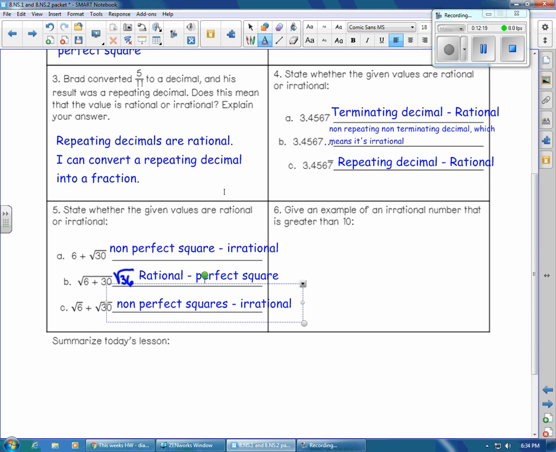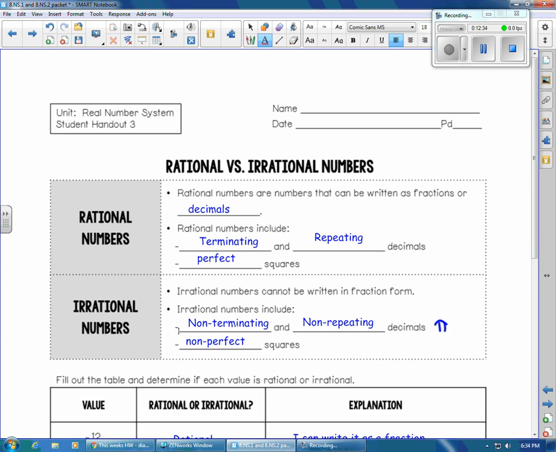Okay, number 6, give an example of an irrational number that is greater than 10. So if you're racking your brain right now and you're like, oh, how could I do that? Let's take a look at what irrational numbers are again. Irrational numbers cannot be written in fraction form. Irrational numbers include non-terminating, non-repeating decimals and non-perfect squares.